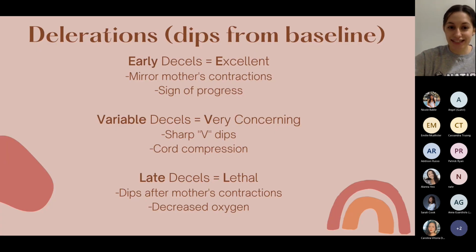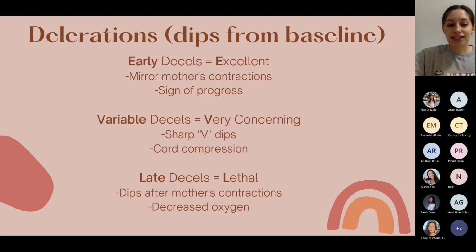All right, so now for decelerations. These are dips from your baseline. So if we have early decels, they are excellent. So remember those two E's. They mirror the mother's contractions and they're a sign of progress in labor. So these are a good thing. Our variable decels, these are very concerning. So the two V's, and these are going to be sharp V dips that you'll see in the fetal heart rate monitoring. And this indicates cord compression. So this is not something that we want to see.